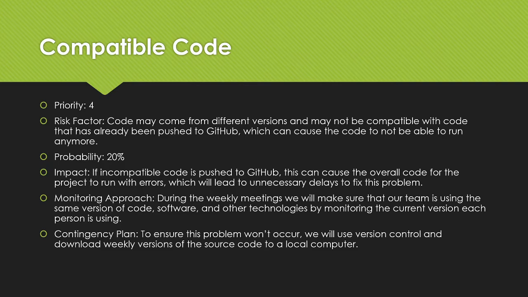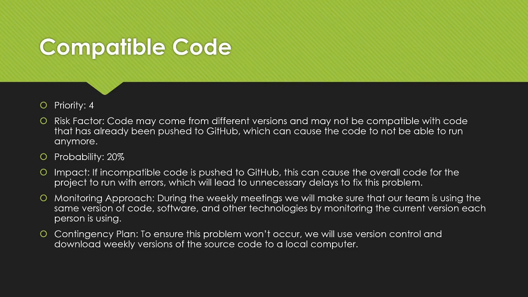The next risk factor we had was our compatible code, which was a high priority risk for us because code can come in different versions and may not be compatible with the code that's already been pushed to GitHub, which would lead to our application not being able to run at all. The probability of this was about 20%.